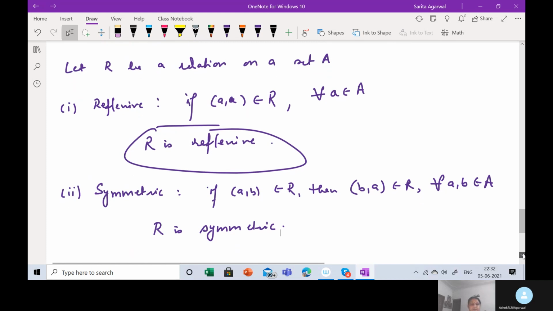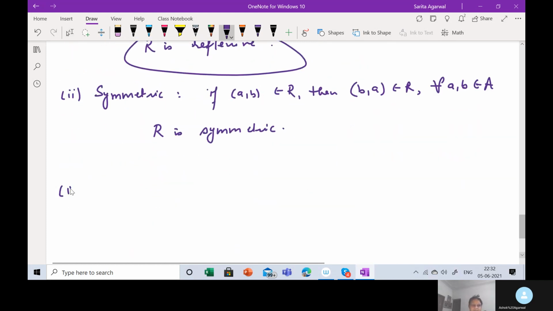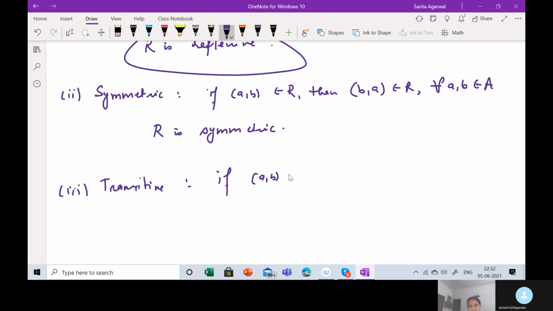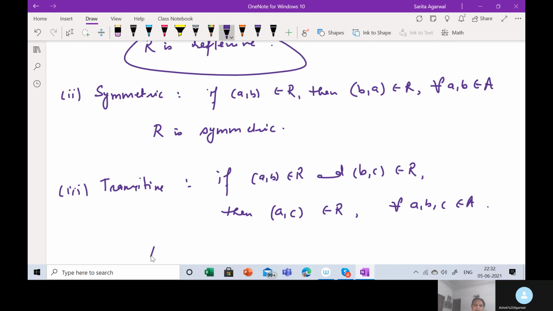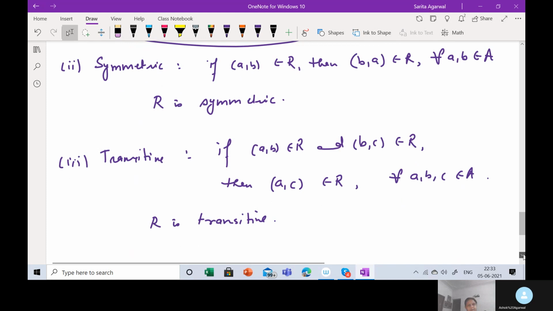Transitive. If (a, b) belongs to R and (b, c) belongs to R, then (a, c) belongs to R for all a, b, c belonging to A. Then we say R is transitive.